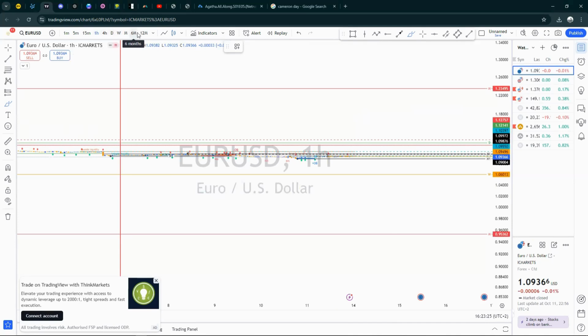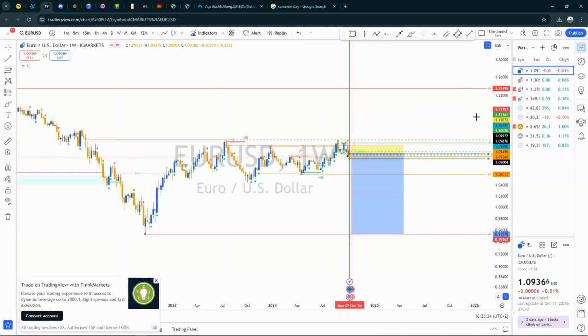And 6 months and 12 months are usually my POIs. I don't trade those ranges. Okay, without wasting any time, let's jump into it.